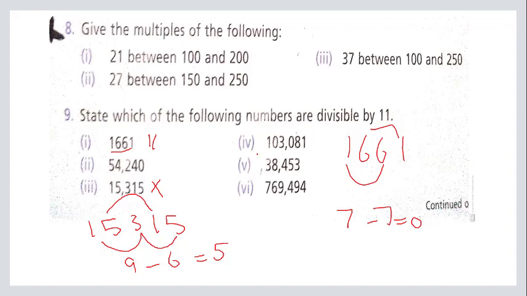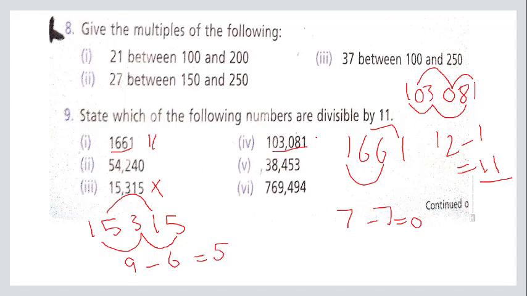Alright, now let's check for the next one. 1 plus 3, 3 plus 8, that's it. 1 plus 0, 0 plus 0 and 0 plus 1. So 1 plus 3 is 4, 4 plus 8 is 12, minus 0 plus 0 is 0, 0 plus 1 is 1, 12 minus 1 is equal to 11. So this is 11, therefore this number is divisible by 11. Similarly, you need to check for the remaining parts. I hope you have understood it.